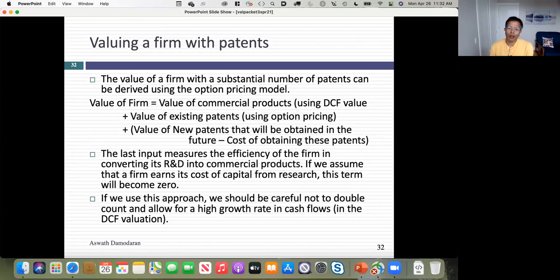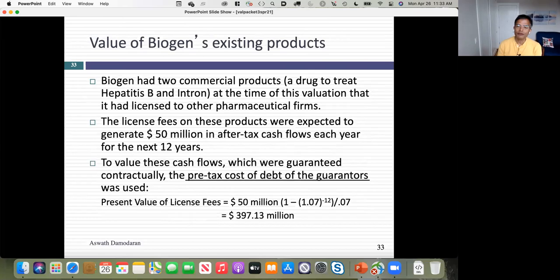So if you have a small... I would never do this for Merck or Pfizer. I'd go crazy, think of how many patents they have. But if you gave me a small pharmaceutical company, you could value it in 3 slices. In fact, in 97, when I valued Biogen, I first valued its 2 existing products.